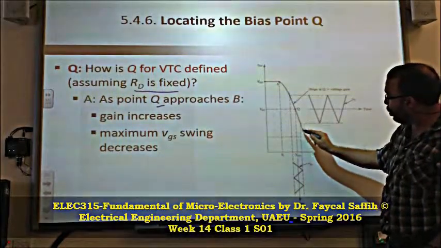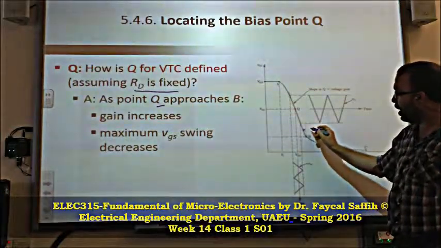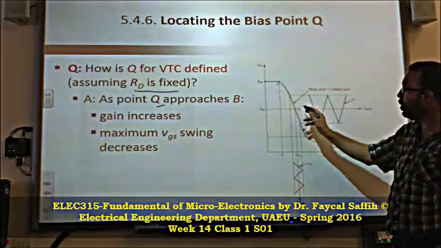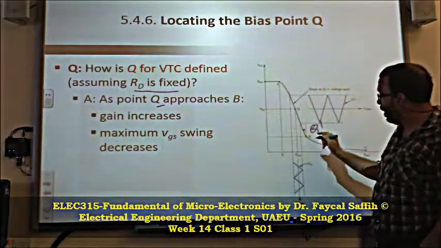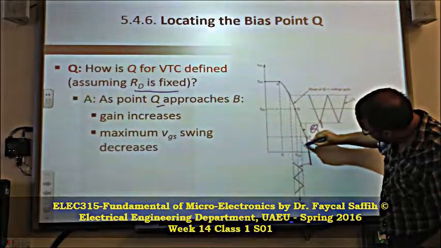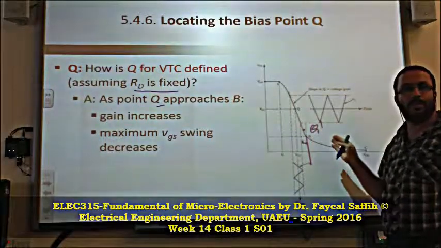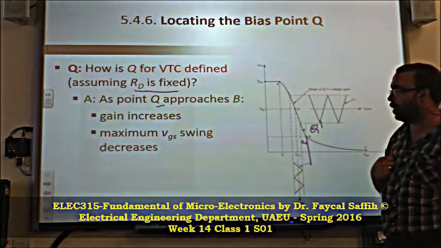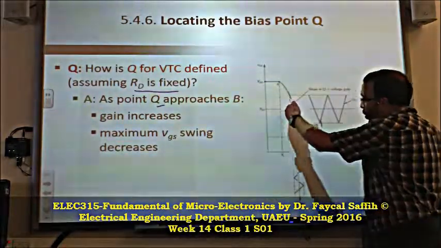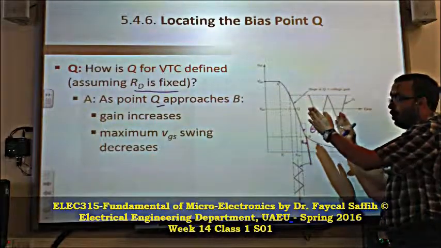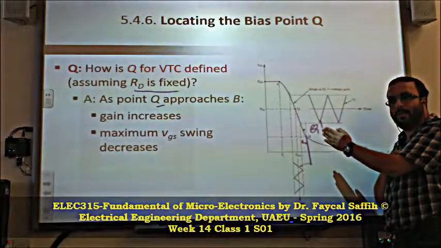When Q is approaching B, what happens? Let's say this is Q prime, and this is the given Q. If we bring Q there, that means the swing is not going to be much. This is the swing, yes or no? Because if it swings more, it will go into triode. So the maximum VGS swing decreases as we get closer to B. Otherwise, we go to the triode. Following me? Yes, Ali? Got it?